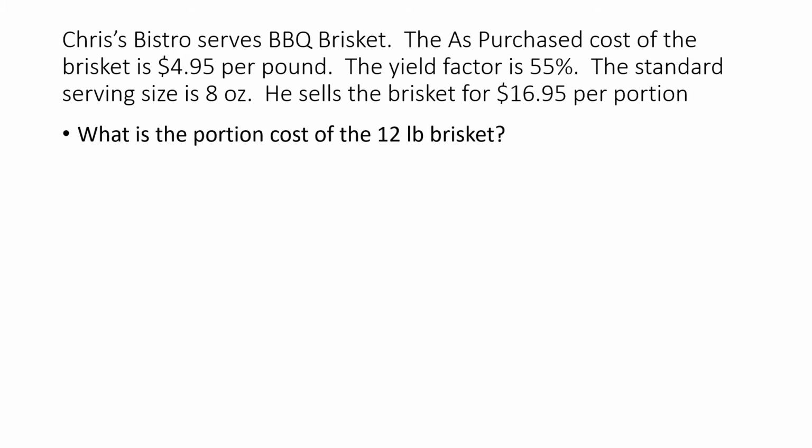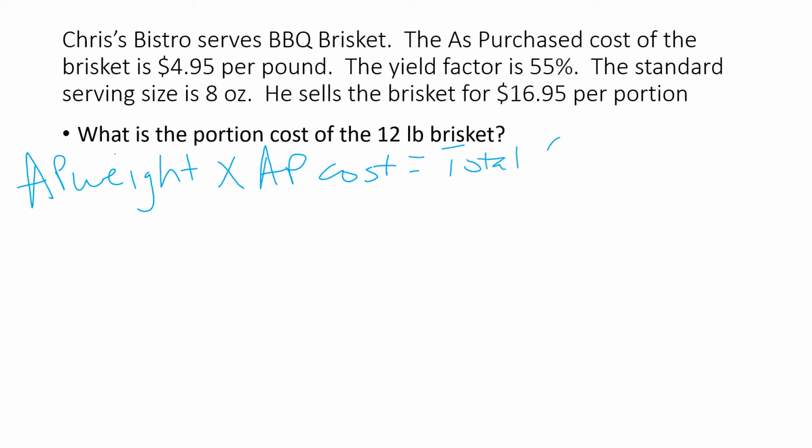What is the portion cost of that 12-pound brisket? Here's the first step. We take our as purchased weight. This is actually a lot more simple than it maybe sounds. Our as purchased weight times our as purchased cost gives us our total cost. And now we simply divide by the number of servings.